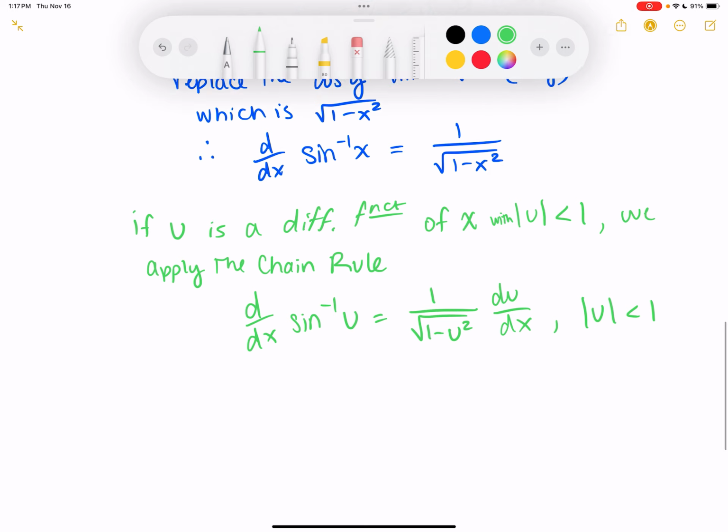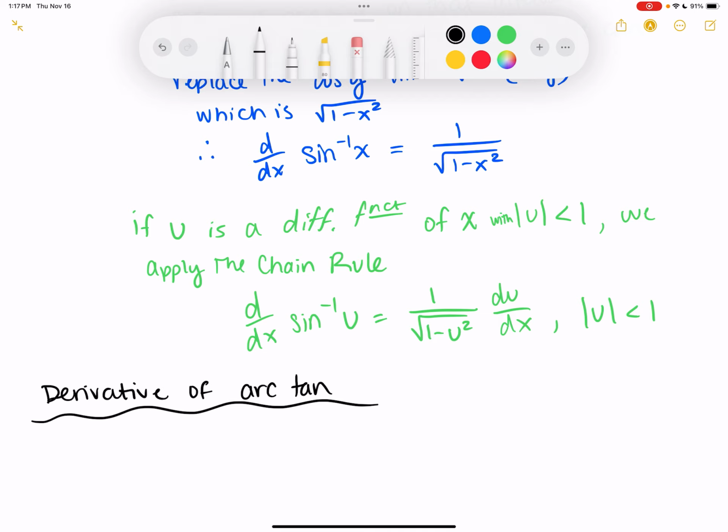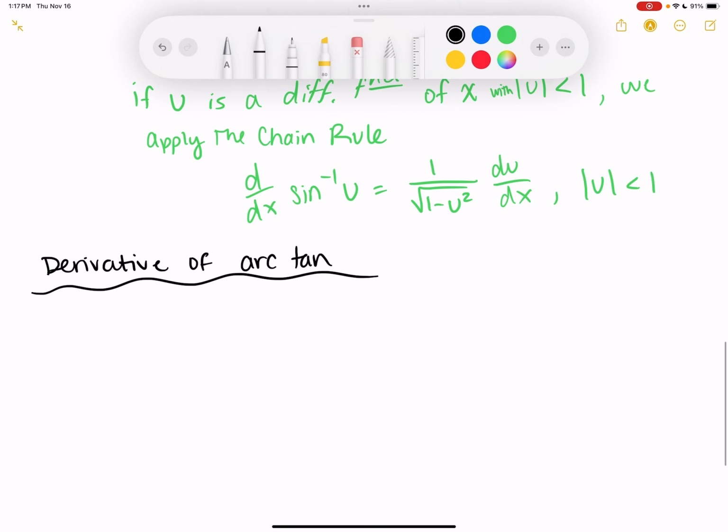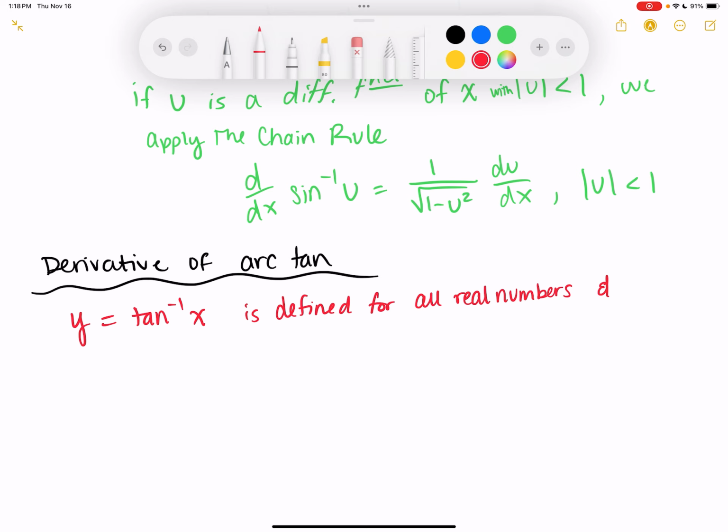So the derivative now of arctangent. Y is equal to the inverse tangent of x is defined for all real numbers and is differentiable at all real numbers.